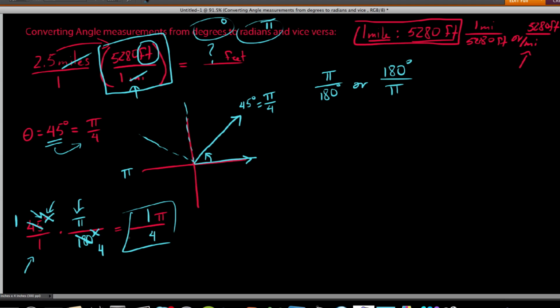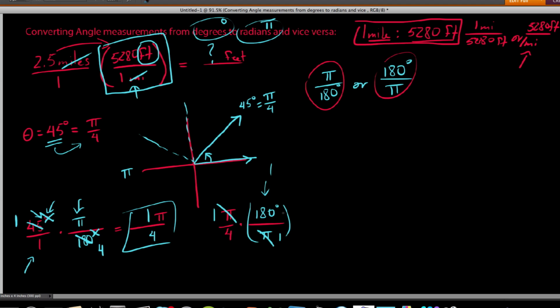Now conversely, what if we had wanted to go from pi fourths back to degrees? Well, we're going to multiply this either by 180 degrees over pi, or pi over 180 degrees. In this case, we want our radians to cancel out, so it makes more sense to multiply this by 180 degrees over pi radians. This is essentially like saying 1, because they mean the same thing. You're dividing something by itself, but just with different units. So in this case, we get our pi's to cancel out.